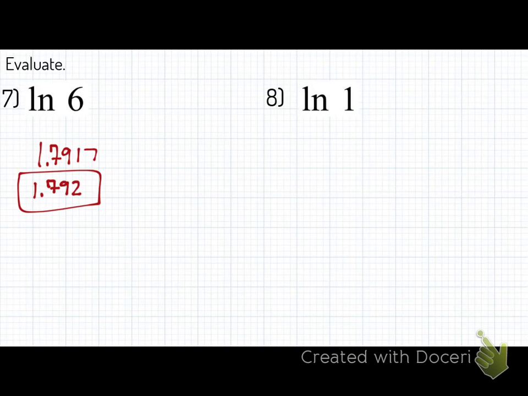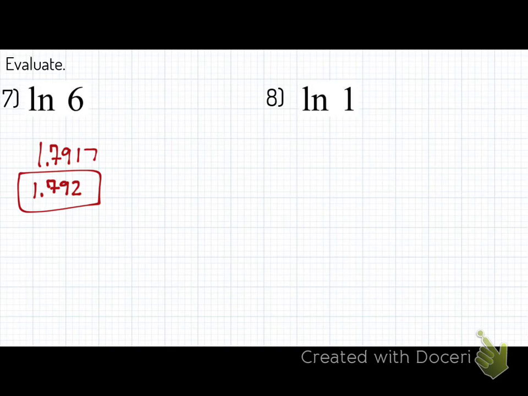Now I've got a question for you. What if you put common log of 6? What's the answer to common log of 6? Why is it different? Turn to your neighbors and figure out why it's different. Think about the base. Here's your clue. What's the base of each of them? And e is equal to about 2.7. So are our bases the same for common log and natural log? No, that's why your answers are different.